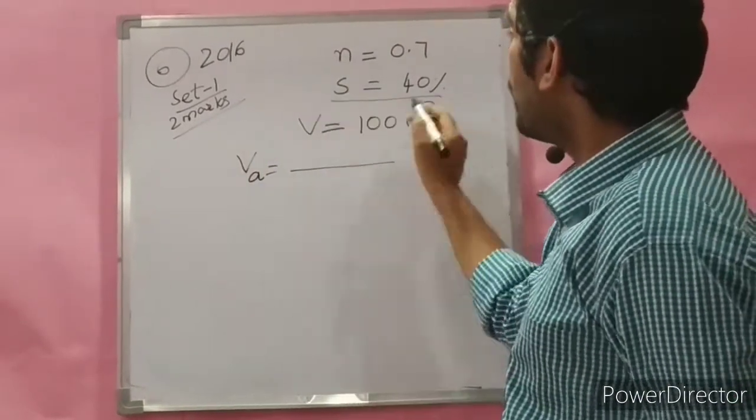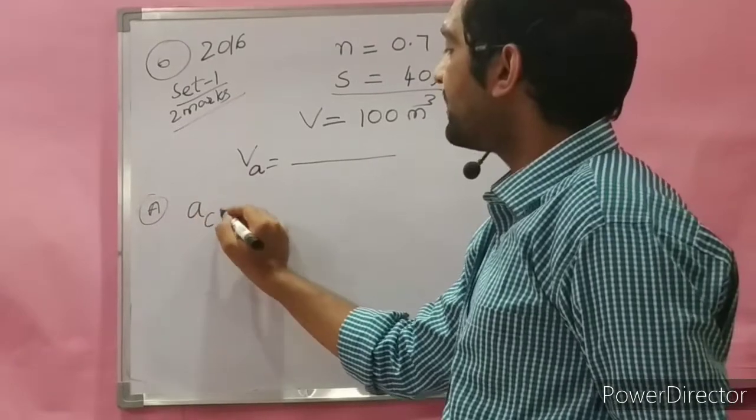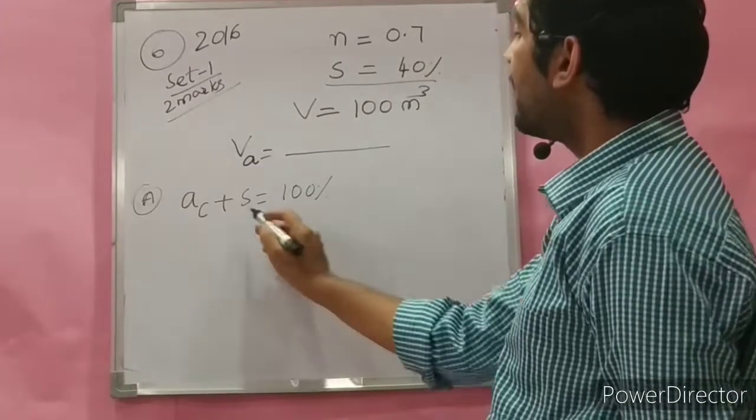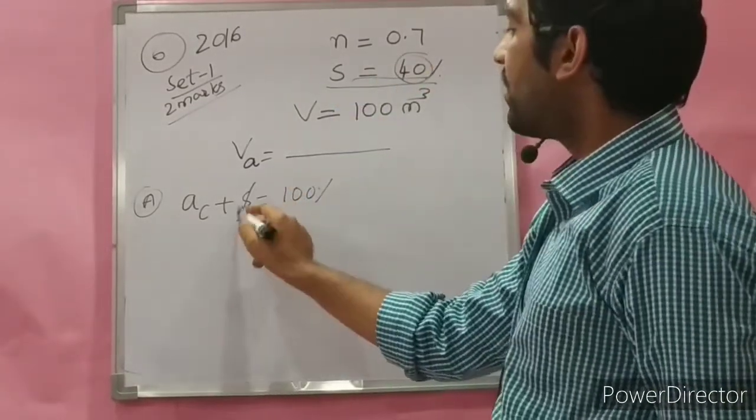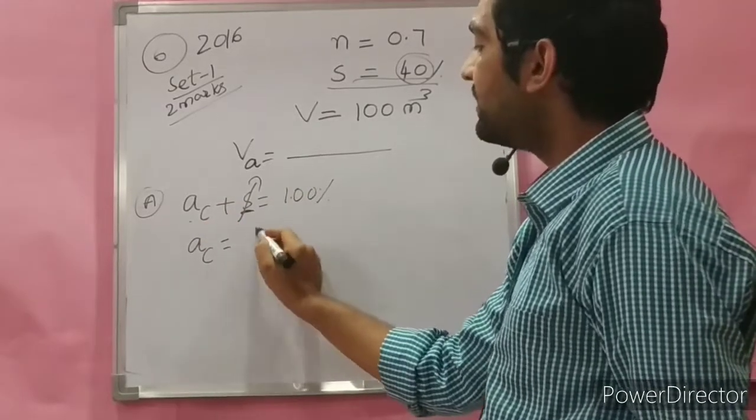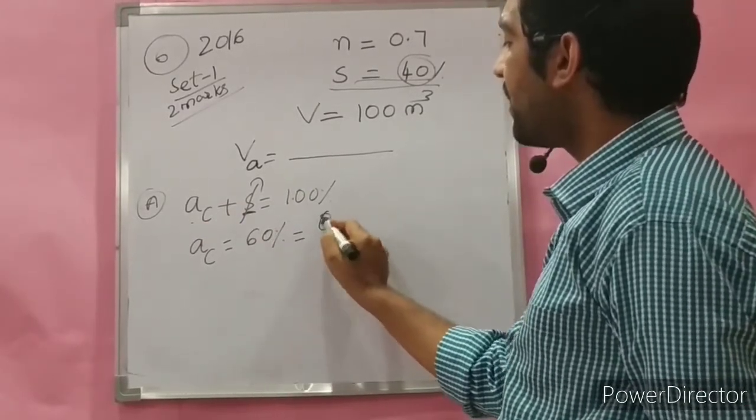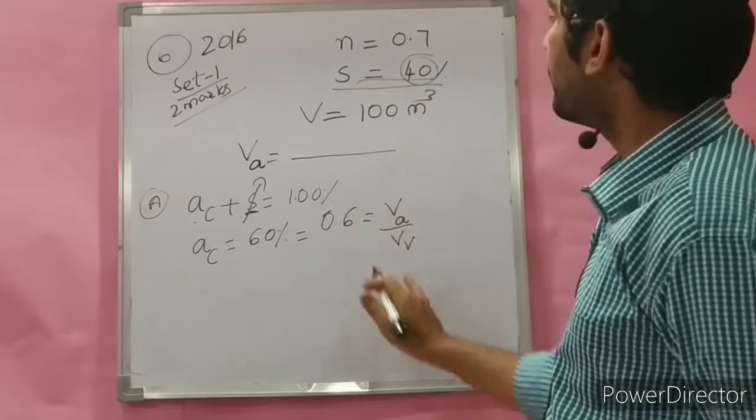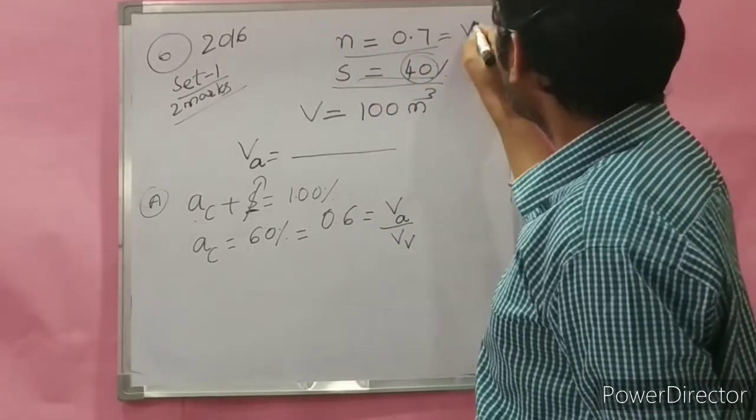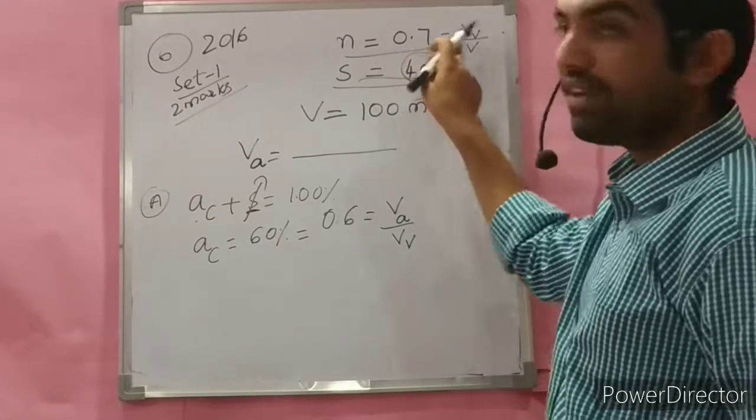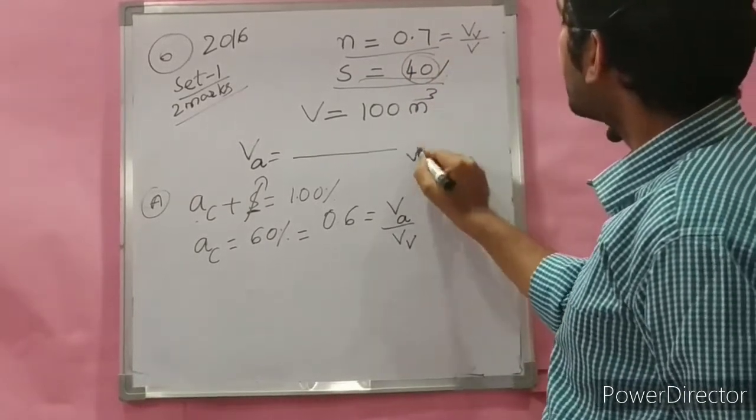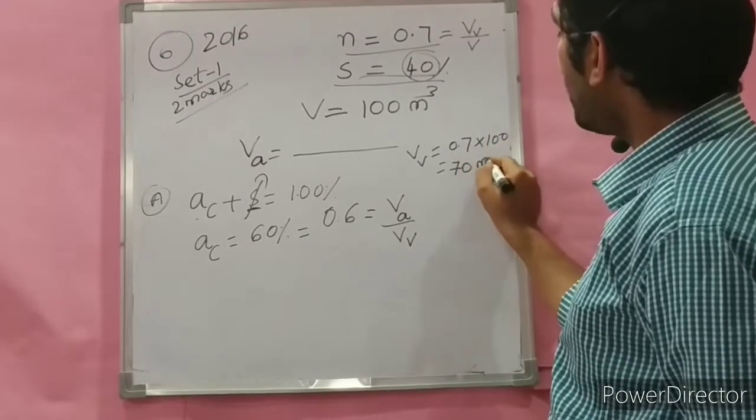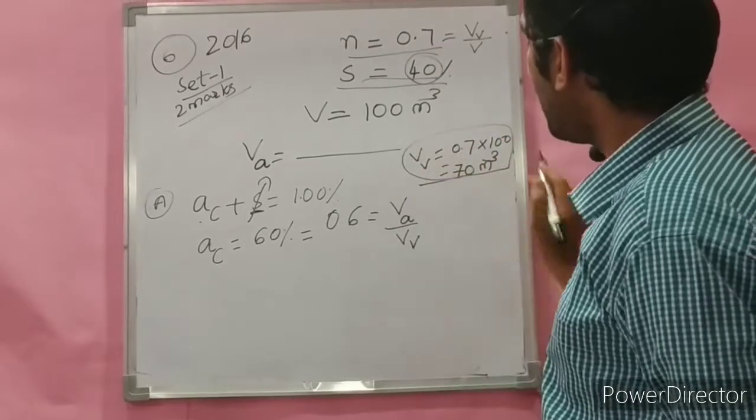Okay, you can find, we know that air content plus degree of saturation is 100%. Among which S is given to be 40%. 100 minus 40 is air content, only 60. 60% means 60 by 100, that is 0.6. Air content is VA by VV. We know that N is equal to VV by V. VV we want. So VV is equal to 0.7 into 100, that is 70 meter cube. Void volume is 70 meter cube.